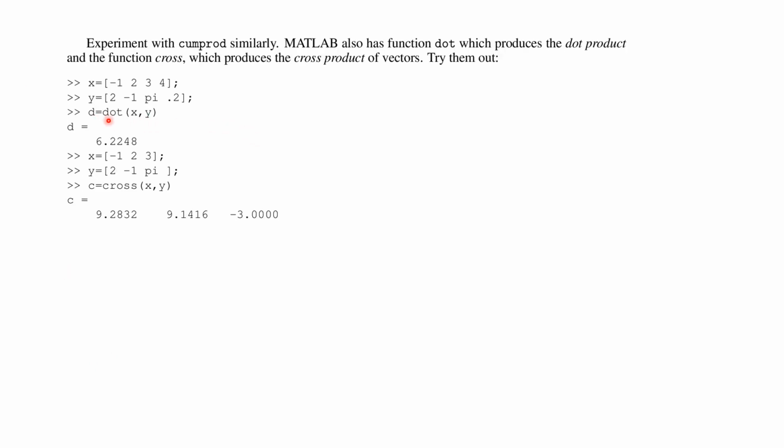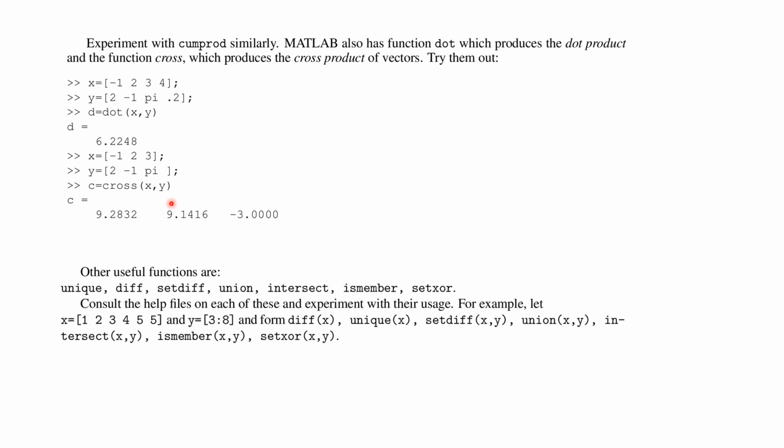MATLAB has also got the facility to make dot products. So you give it two lists of compatible size, take the dot product of the two, and it'll also take the cross product of three-dimensional vectors. And you should experiment with these. It's also got very useful set functions. It'll take the set difference and the union of sets specified by lists.